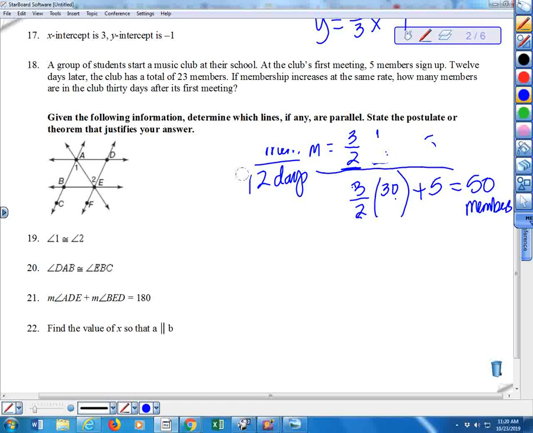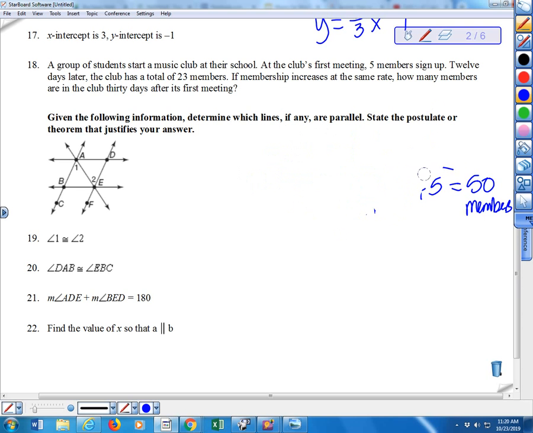Okay. Given the following information, determine which lines, if any, are parallel, and then state the postulate. Well, remember, if we're going to use alternate interior, alternate exterior, all of those, when I'm proving two lines are parallel, it's actually going to be the converse of all of those to prove they're parallel. If they're parallel, and I want to prove the angles are equal, I use the alternate exterior angles theorem. But if I don't know if they're parallel, but I know the angles are equal, then I use the converse of the alternate interior angles theorem or alternate exterior angles theorem.